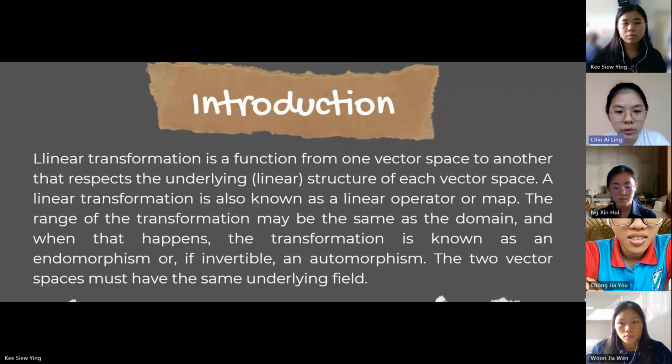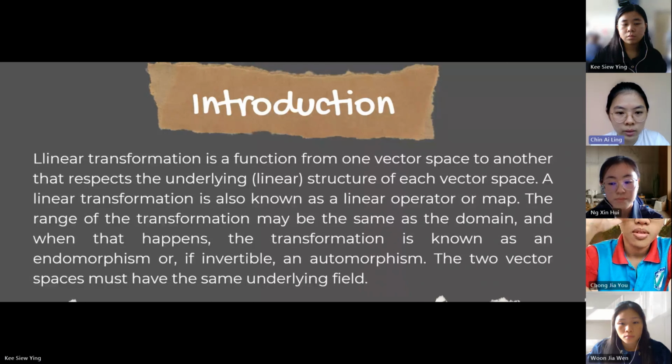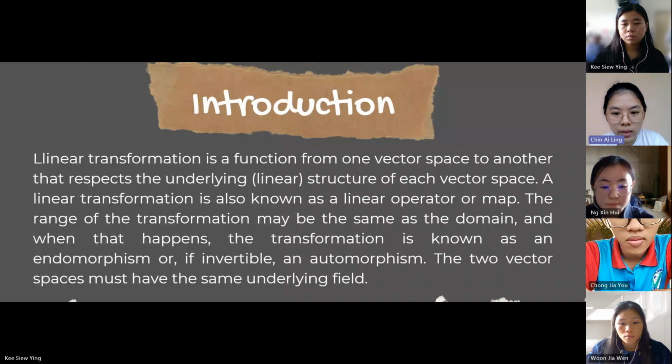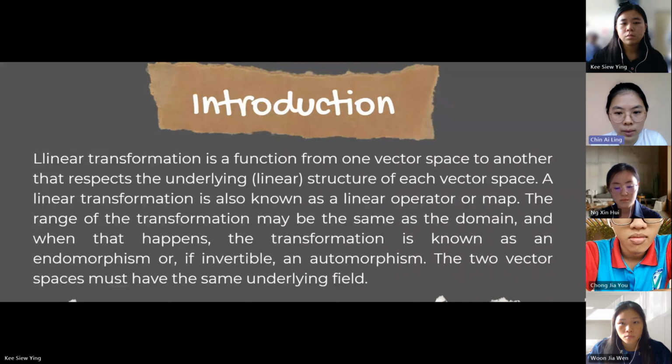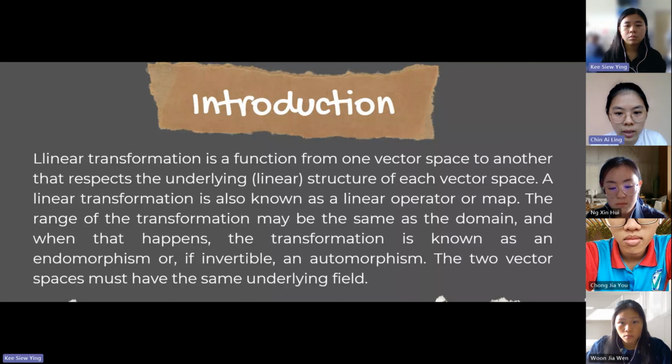Introduction. A linear transformation is a function from one vector space to another that respects the underlying linear structure of its vector space. A linear transformation is known as a linear operator or map. The range of the transformation may be the same as the domain, and when that happens, the transformation is known as an endomorphism, or an automorphism if invertible. The two vector spaces must have the same underlying field.